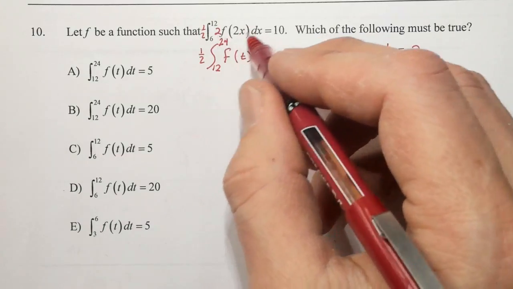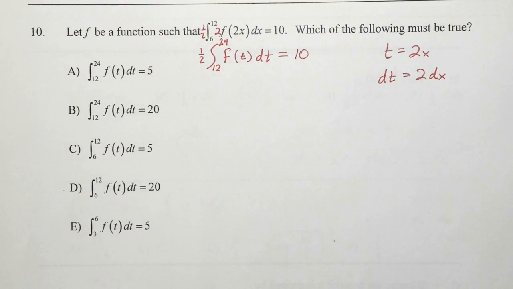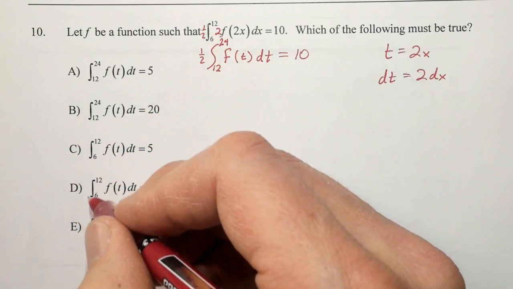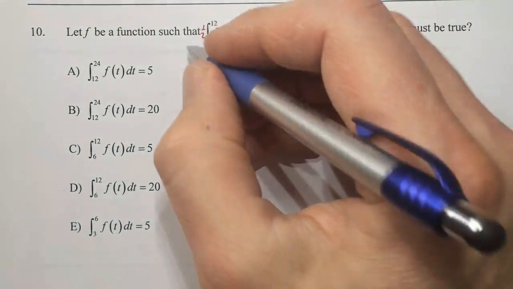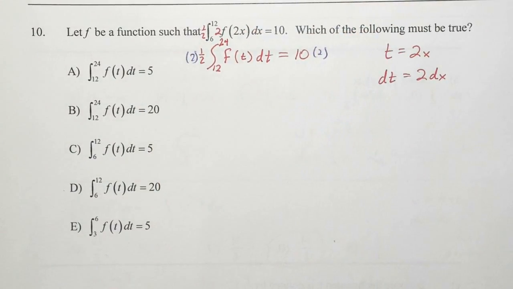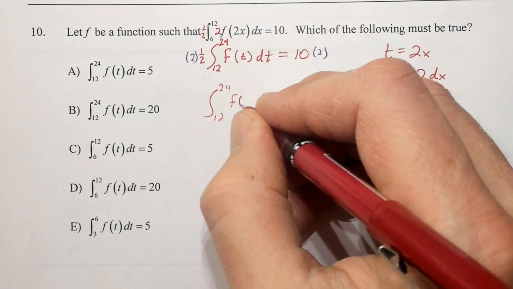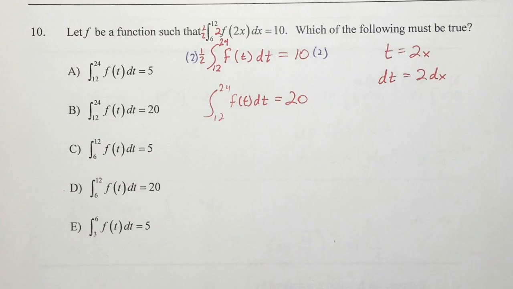But this integral expression was equal to 10. So this new integral expression must also be equal to 10. Well, none of our expressions and their answers have a 1/2. So let's move that over to the other side. In doing so, we see that we have the integral from 12 to 24 of f of t dt is equal to 20, and that's answer B.